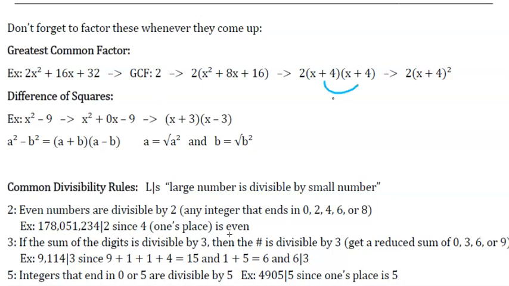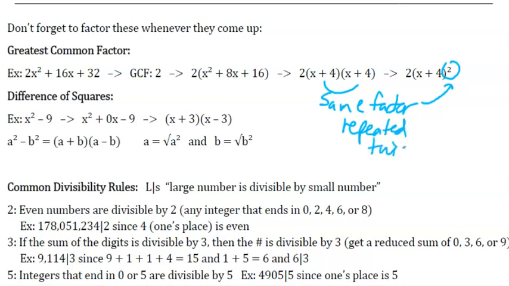If you have two of the same factor, that's what this 2 represents right here. It's repeated twice, so that's why we have a power of 2 right there. That is called multiplicity.